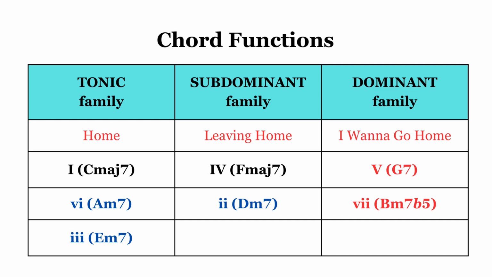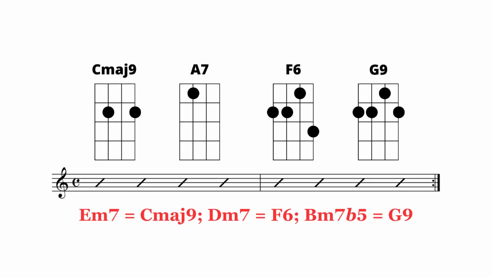Now take a look at this progression. First chord is a C major 9. We've seen that as an E minor 7 before. Then we got our A7, okay? And our F6, we saw that as a D minor 7 previously. Then we got our G9. Now that was the B minor 7 flat 5.